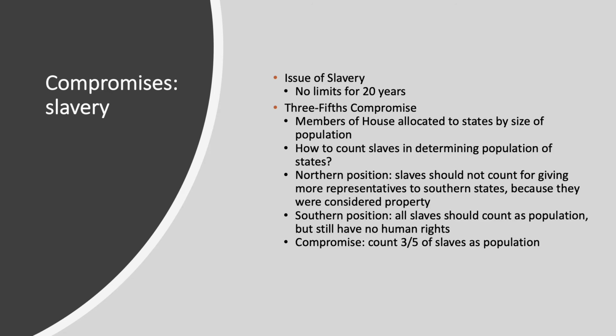So they reached a compromise. They said you can count 60% of the slave population toward the number of representatives you get. So that gave the South some credit for the enslaved population, but not 100%. So that's called the 3/5 Compromise. Again, these are now things that are sources of great shame for the United States of America and its history.